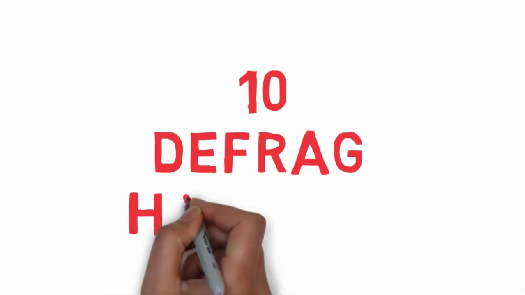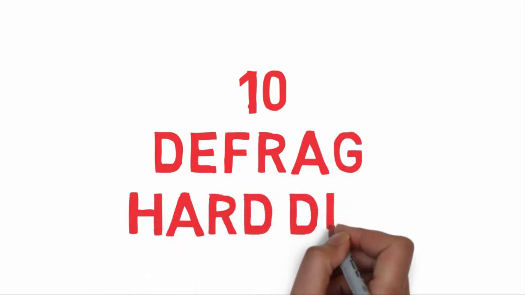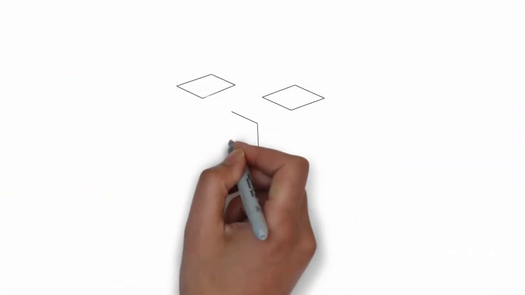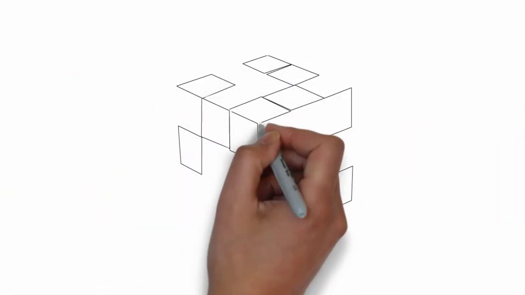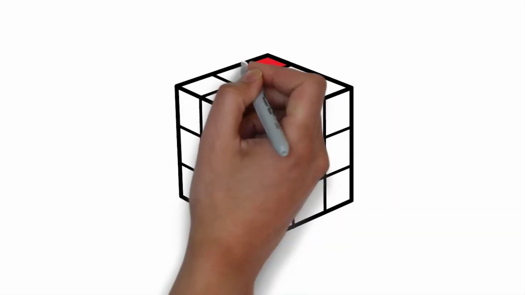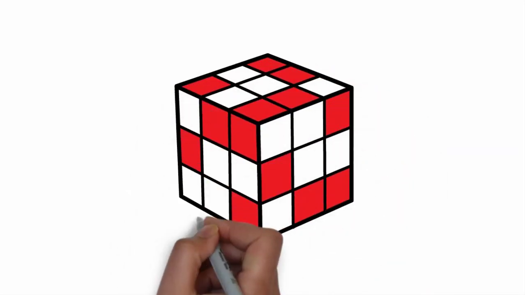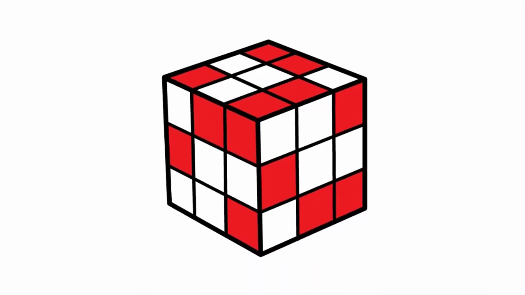Number 10. Defrag your hard disk. Defragmentation is like cleaning the house. It picks up all of the pieces of data that are spread across your hard drive and puts them back together again.